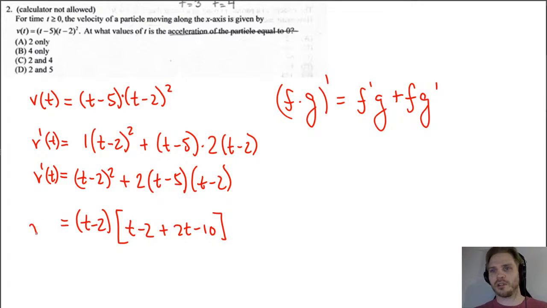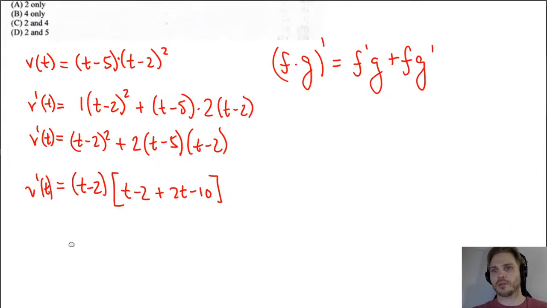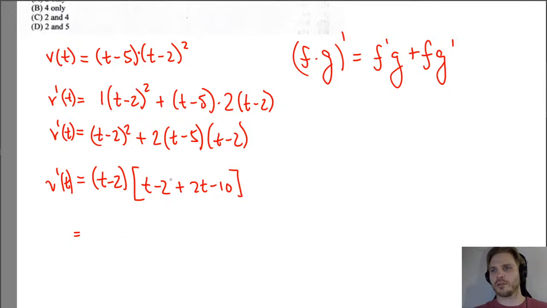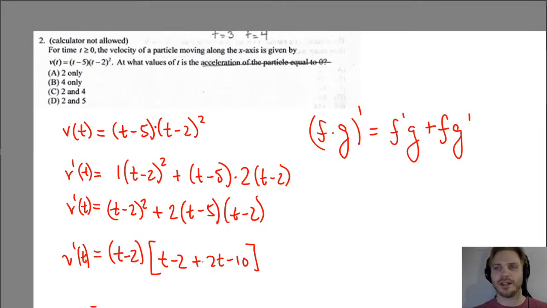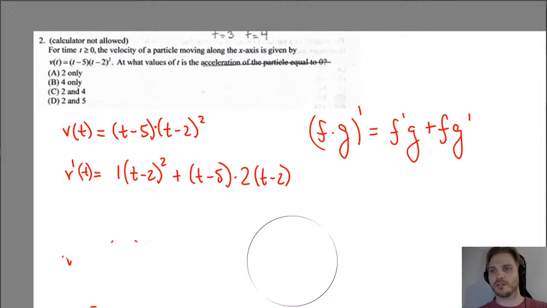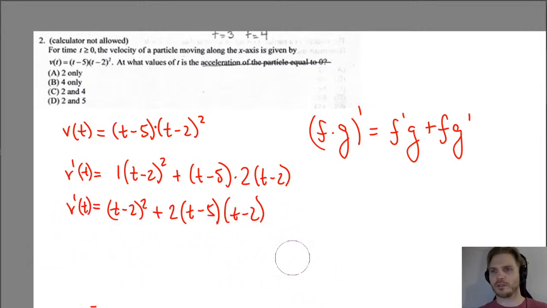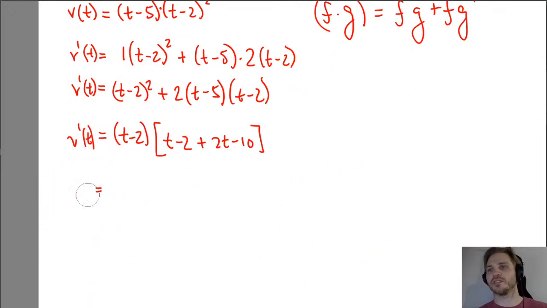And then, oh, you know what? This is all unnecessary. But we can, once we simplify this, we can leave it there. So we've got t minus 2, and then we've got, so t plus 2t is 3t. And then negative 2 plus negative 10 is negative 12.